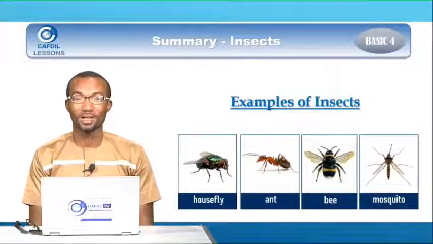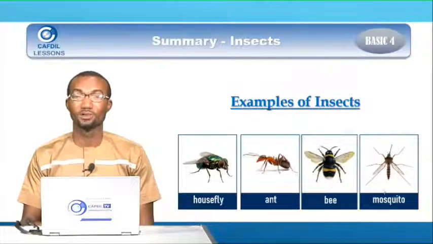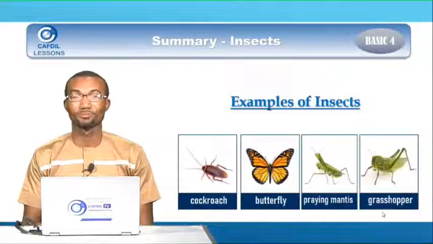So we talked about housefly, ants, bee, mosquito as examples of insects. We also looked at cockroach, butterfly, praying mantis, grasshopper. These are all examples of insects.